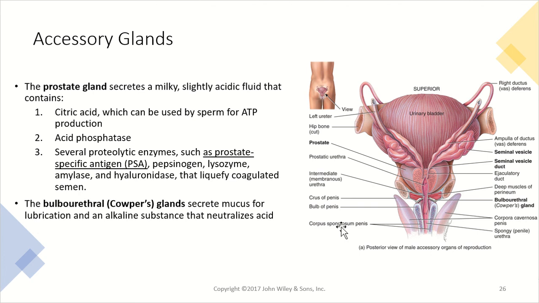The bulbourethral glands are going to secrete mucus that is important for lubrication, and they're also going to secrete an alkaline substance that's going to help to neutralize acid. So those are our three accessory glands for the male reproductive system.